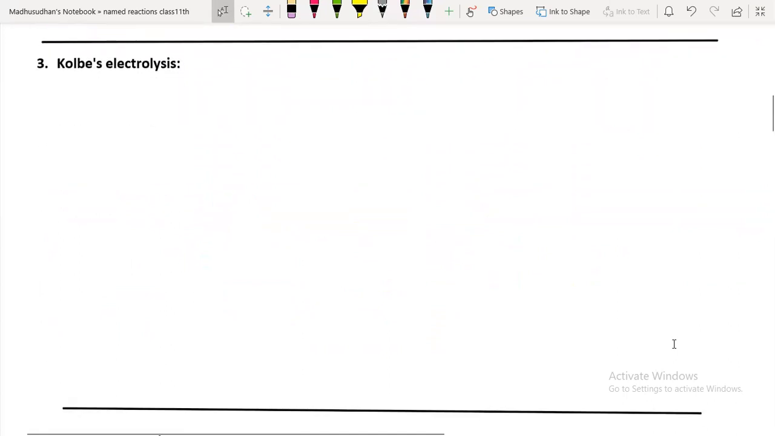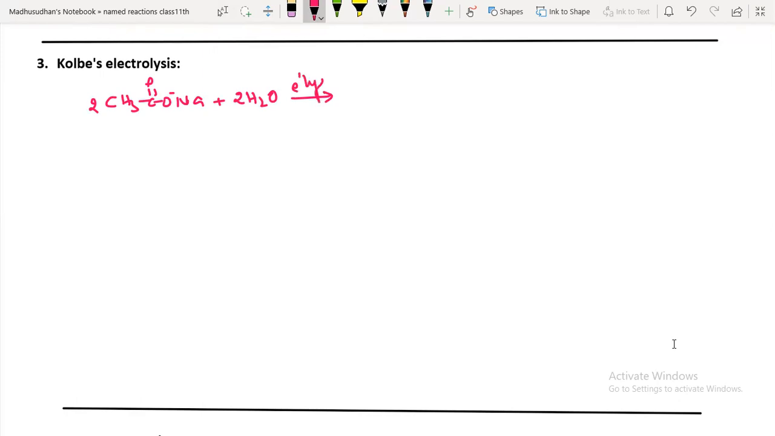Kolbe's electrolysis. So what is Kolbe's electrolysis? Here also, the sodium salt of carboxylic acids is involved. On hydrolysis, this also I am taking 2 moles. On electrolysis, you will get ethane plus 2 moles of carbon dioxide, hydrogen gas, plus 2 moles of sodium hydroxide. So this is a balanced equation.